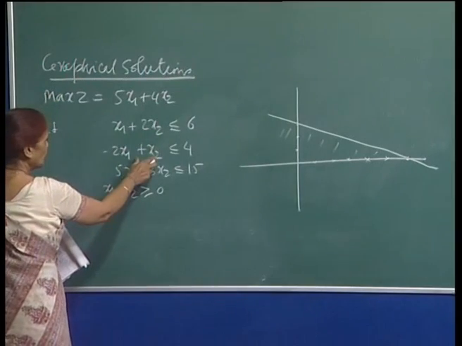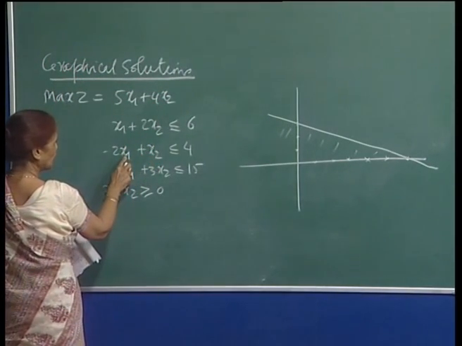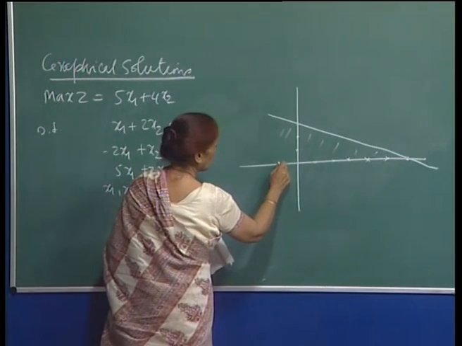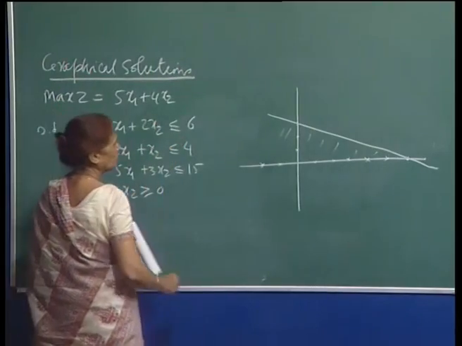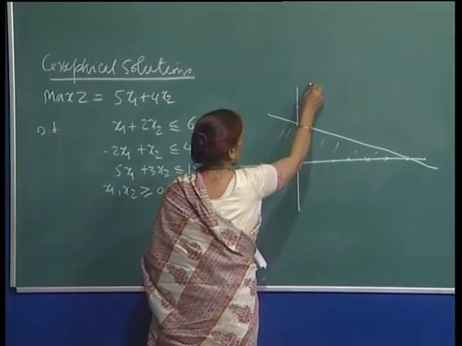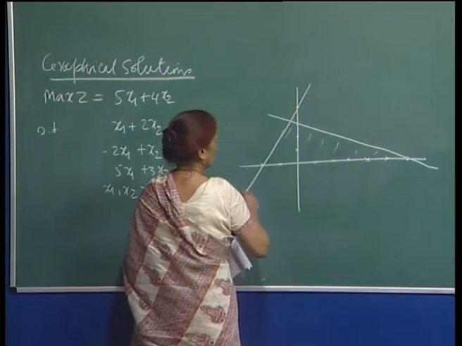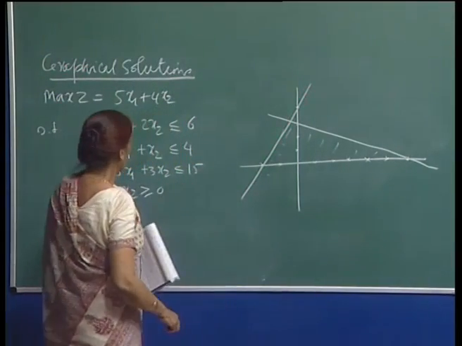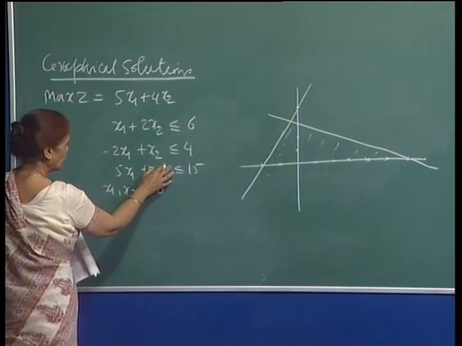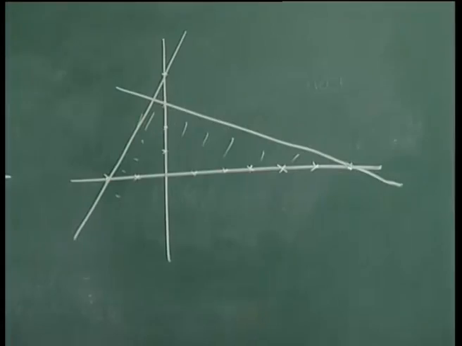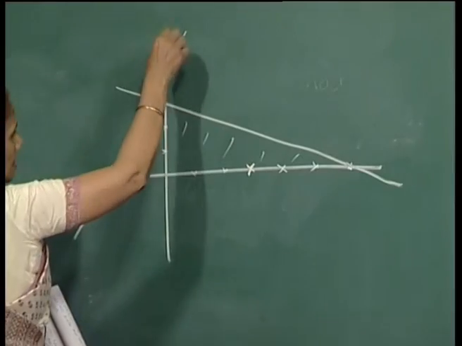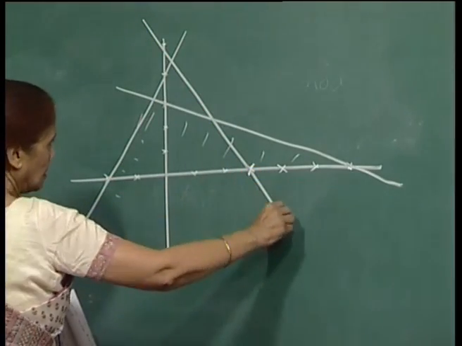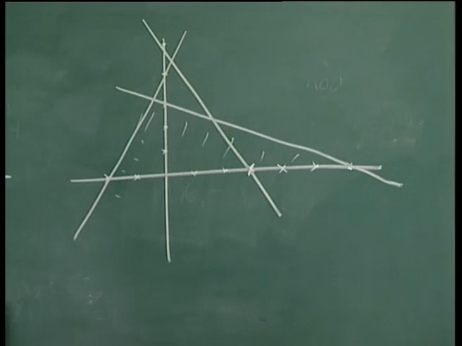Now for this one, when you put x2 equal to 0, this gives you x1 equal to minus 2. So this is another 1 point. When you put this equal to 0, x2 equal to 4. So this is the thing, right? And here again, this is this side. And the third constraint, when you put this equal to 0, x1 is 3. And when you put x1 equal to 0, x2 is going to be 5. Right. So you see, and x1, x2 non-negative.